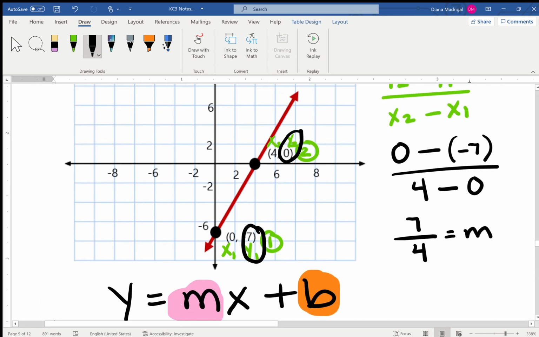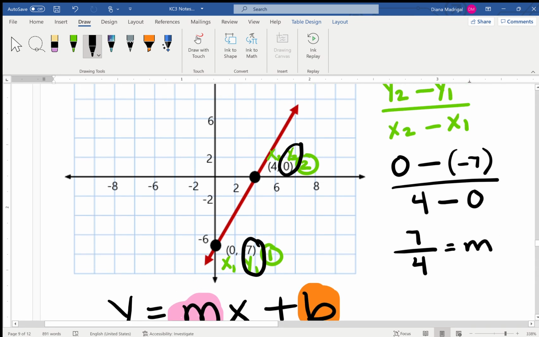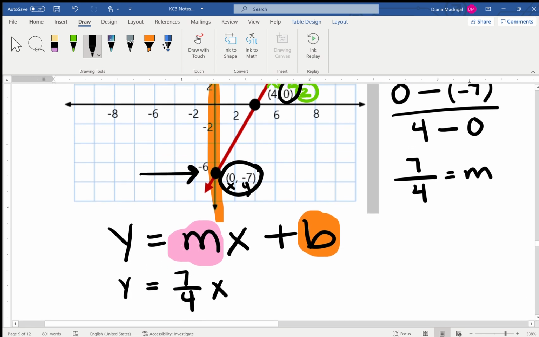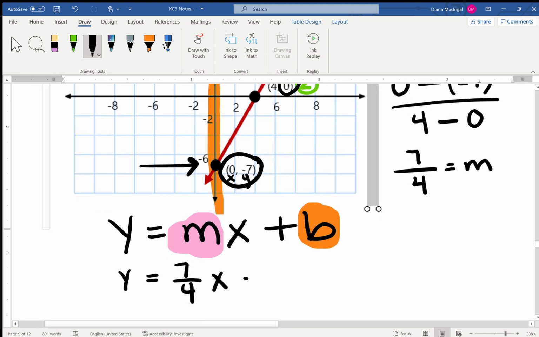Don't forget that b is the starting point when x equals 0, or where the line is crossing through the y. This is your y. Where is the line crossing? At this point right here. And what is that coordinate point? (0, -7). X is 0, so your y, which is your starting point, has to be -7. So in this case, it's going to be -7.